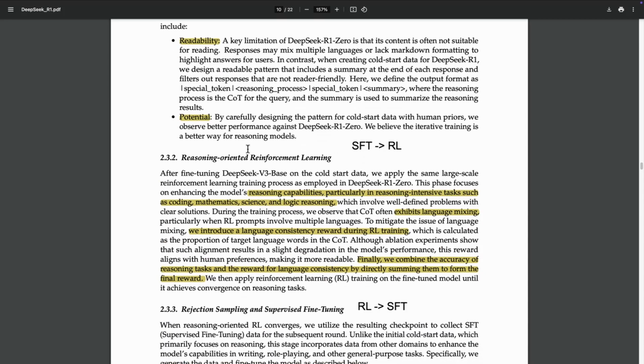So this is the reasoning-oriented reinforcement learning. Again, it's applying very similar or the same RL training process as they applied to DeepSeek-R1.0. So they're just reusing that. And the idea is that they want to do that to enhance the model's reasoning capabilities, in particular on reasoning-intensive tasks such as coding, mathematics, science, and logic reasoning. So that's the idea here, or at least the high-level idea.